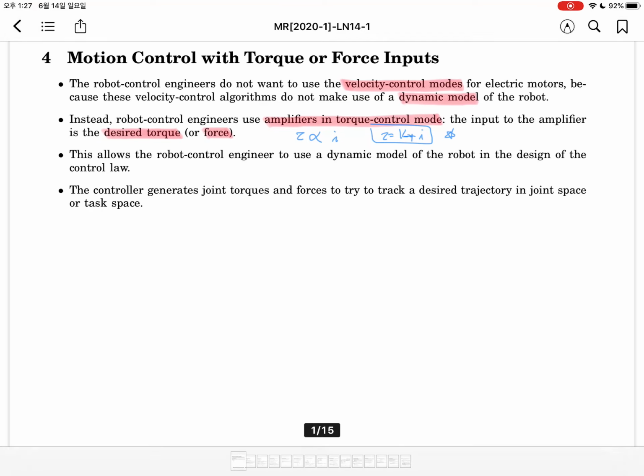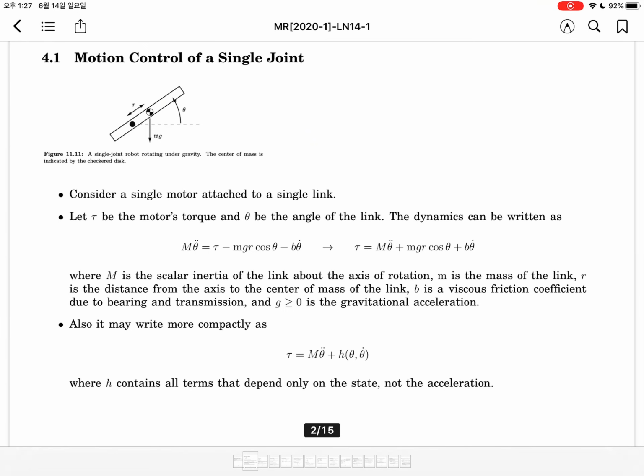I will skip the last sentence. Let me move to the next issue. Okay, motion control of a single joint. This is the pin joint. The electric actuator will be equipped here. This is the center of mass of the link. So the gravity direction is like this, so we have the gravitational force, and r is the distance from the rotation axis to the center of mass. Let's describe the motion using the generalized coordinate theta.